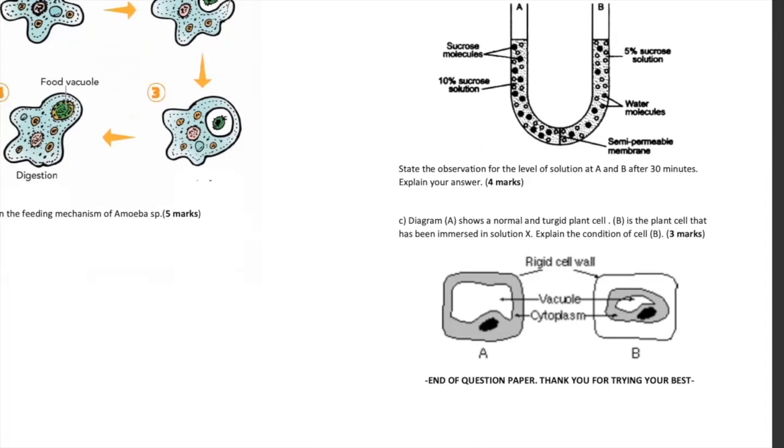Awak tengok ni. Kalau A tu, dia jadi turgid. Kalau B, dia jadi flaccid. Explain the condition in the cell. Sorry. A tu adalah normal. Aduh, pening dah cikgu ni. A tu adalah normal. B tu adalah flaccid. Sebab apa dia jadi flaccid tu?